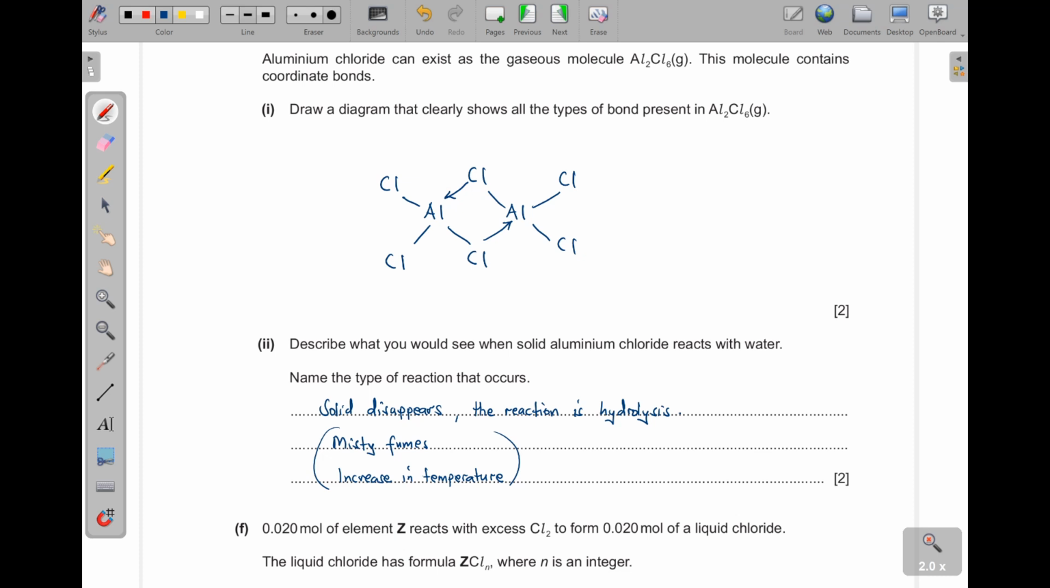When, of course, in the presence of water, this one is broken down, we are going to have aluminium chloride here. Then plus water, this one is going to give us aluminium hydroxide. Then plus the HCl. These are the misty fumes that are coming off. So that is that.